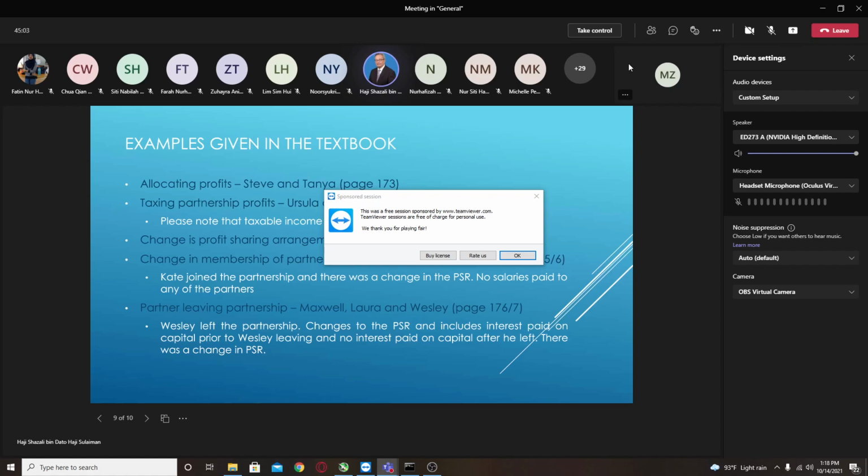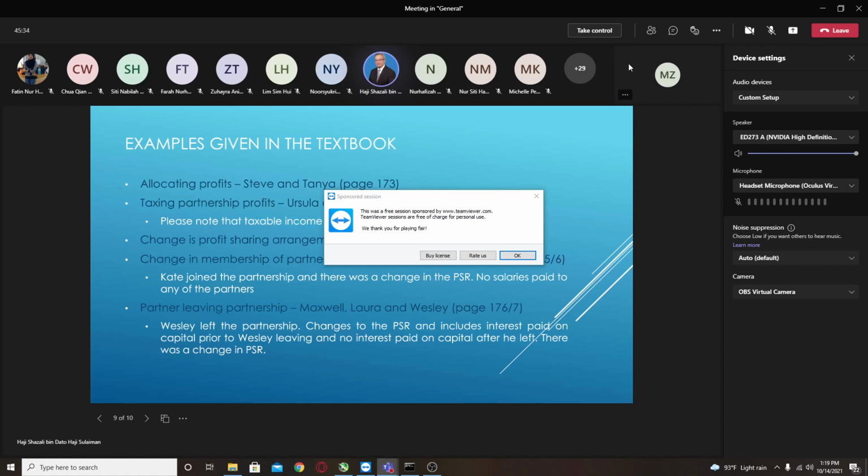So in this example, the next one is Maxwell, Laura, and Wesley. They have been trading partnership for many years. They prepared the accounts at the end of September. Each partner was entitled to 5% interest per annum on capital. So each partner had introduced 60,000 of capital on the commencement of the partnership. From that date, profits were shared in a ratio of 50, 30, 20.